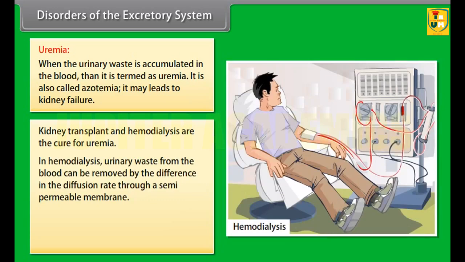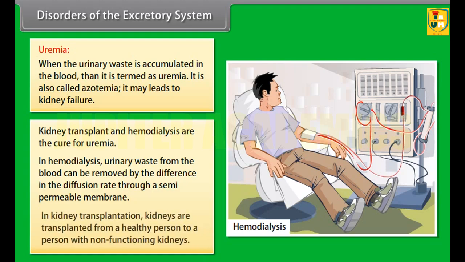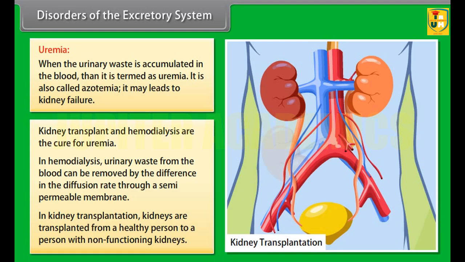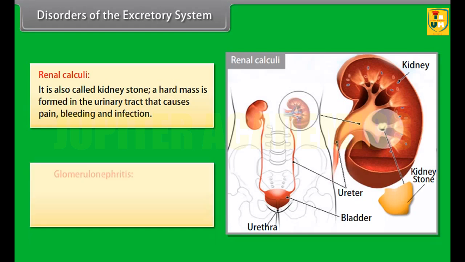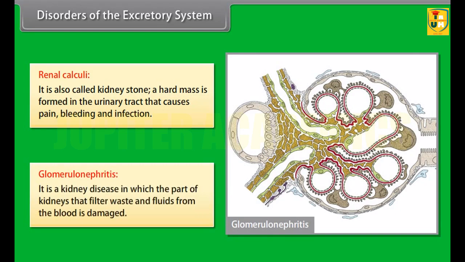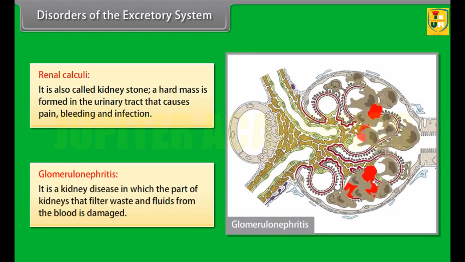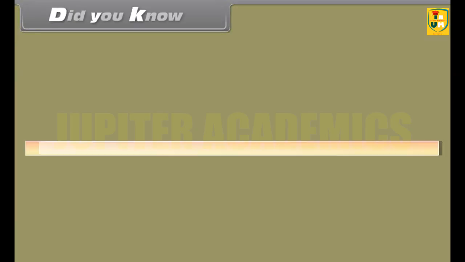In hemodialysis, urinary waste from the blood can be removed by the difference in the diffusion rate through a semi-permeable membrane. In kidney transplantation, kidneys are transplanted from a healthy person to a person with non-functioning kidneys. Renal calculi. It is also called kidney stone. A hard mass is formed in the urinary tract that causes pain, bleeding and infection. Glomerulonephritis. It is a kidney disease in which the part of the kidneys that filters waste and fluids from the blood is damaged.